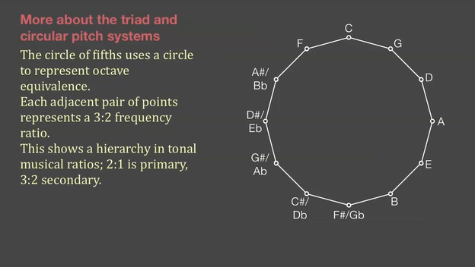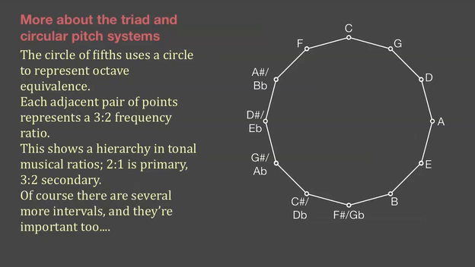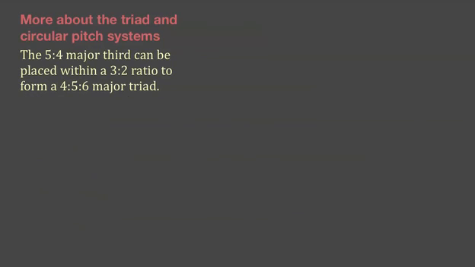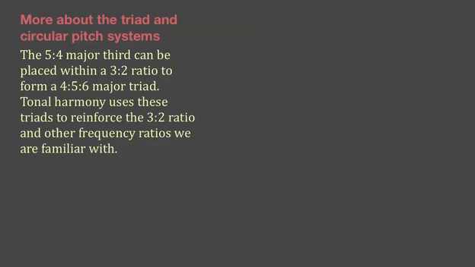It's easy to take this diagram for granted, but it really is a great way for us to understand how we hear and organize pitch in tonal pitch spaces. Of course, there are several more intervals, and they're important too. But right now, we're going to focus on this octave, the perfect fifth, and also the major third that we just learned about. This 5:4 major third can be placed within a 3:2 ratio to form a 4:5:6 ratio major triad. Tonal harmony uses these triads to reinforce the 3:2 ratio and other frequency ratios we are familiar with.